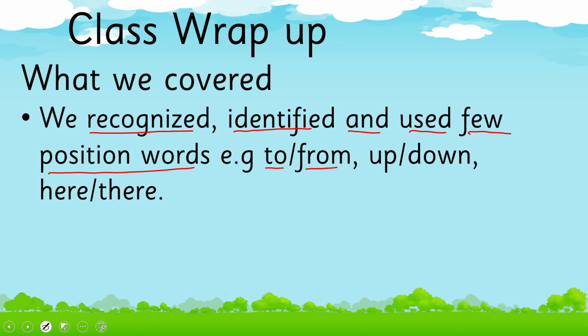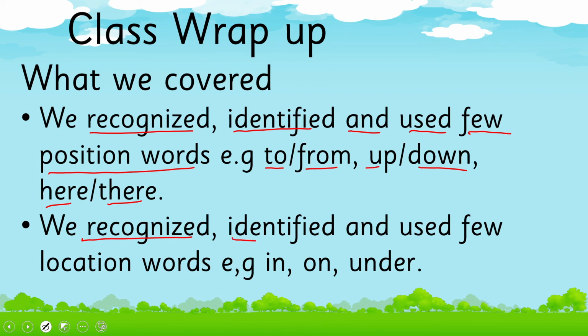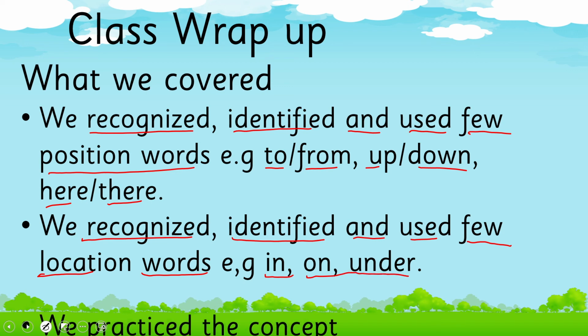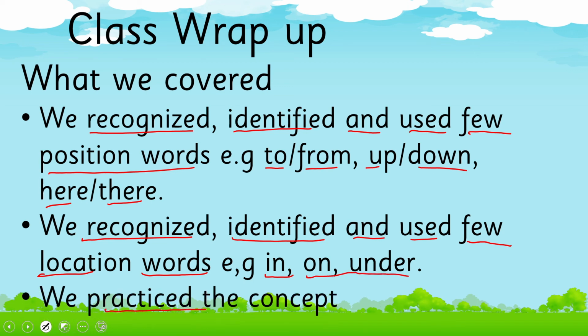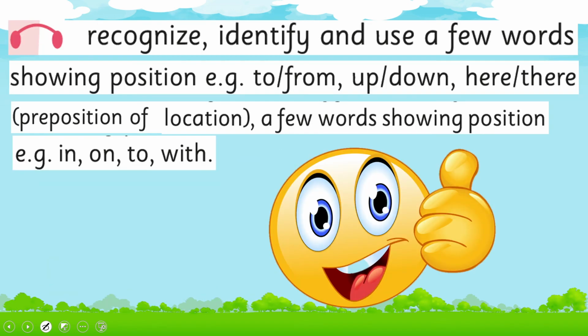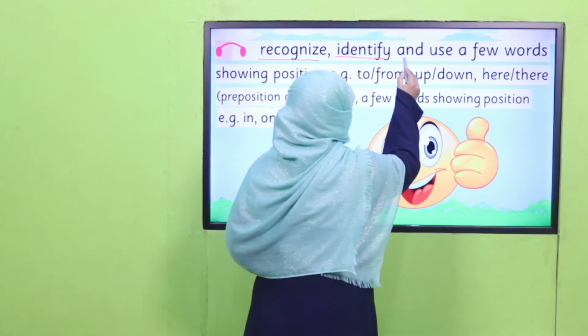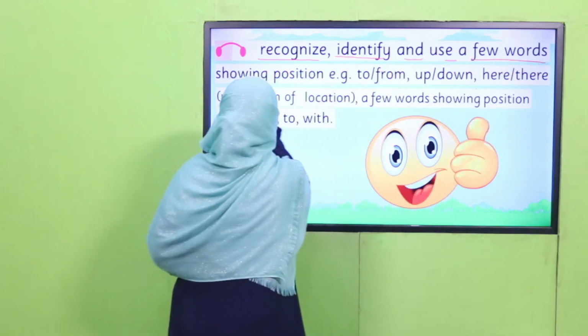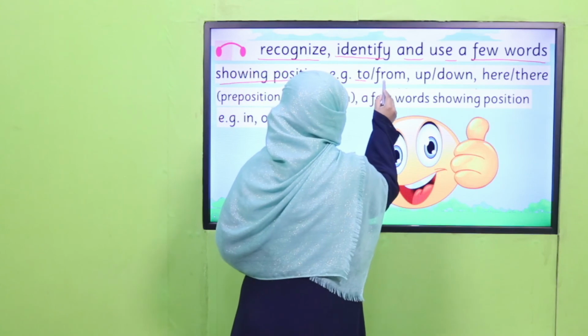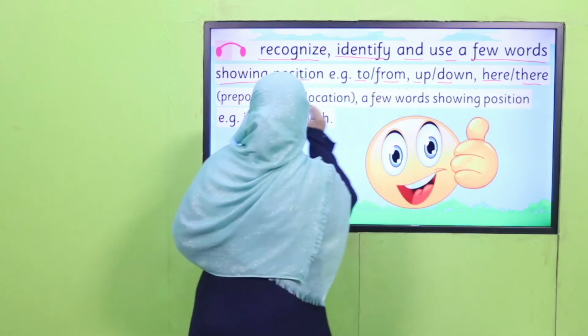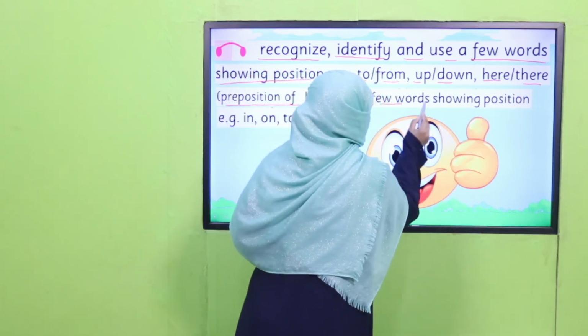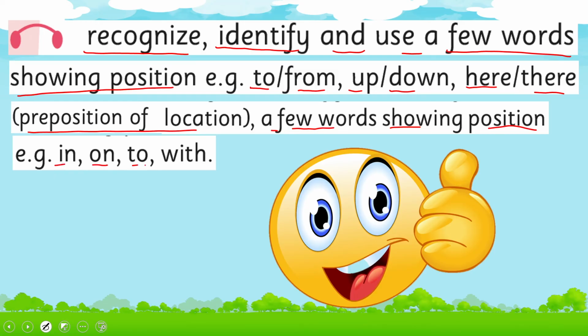So what we have learned today: we recognized, identified and used a few position words, for example, to, from, up, down, here, there. We also recognized, identified and used a few location words, for example, in, on, under. In this way, we also practiced the concept, and we achieved today's SLO, which was to recognize, identify and use a few words showing position, for example, to, from, up, down, here, there. Preposition of location: a few words showing position, for example, in, on, to, with.